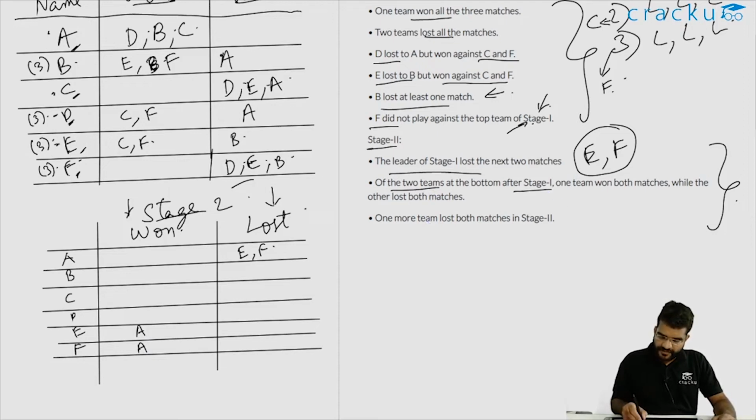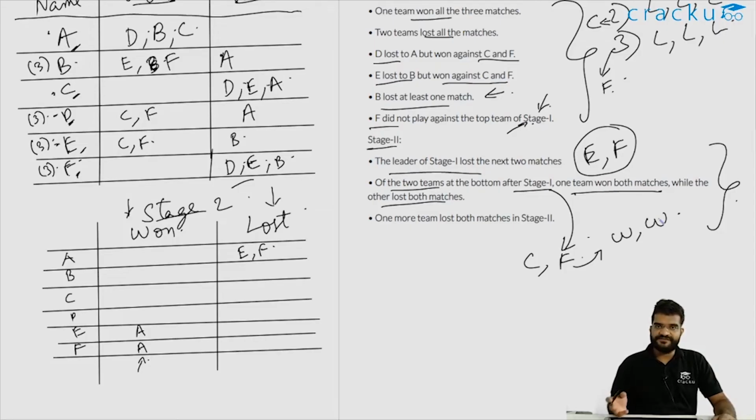The 2 teams which are at the bottom after stage 1 are C and F. They lost all their 3 matches. One of these 2 teams won both its matches in stage 2, while the other lost both its matches. We know that F has already beaten A. So it would imply that F won both its second matches, because F cannot suffer losses in both the matches, since we know that it has already beaten A. This would imply that C has lost both its matches in stage 2.